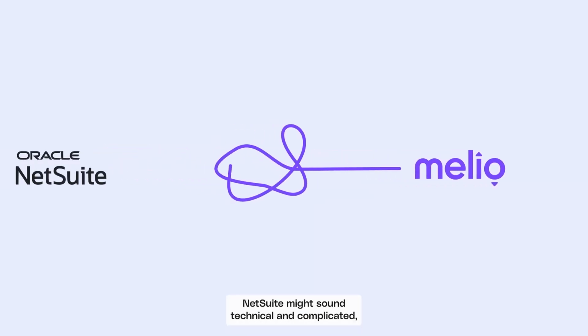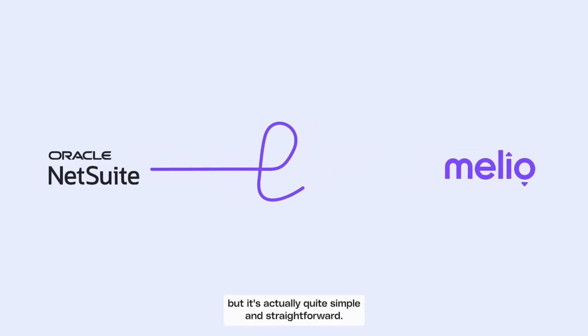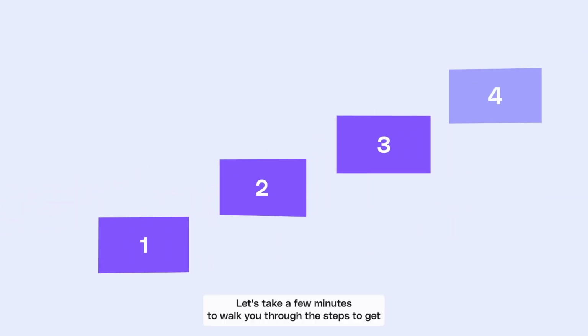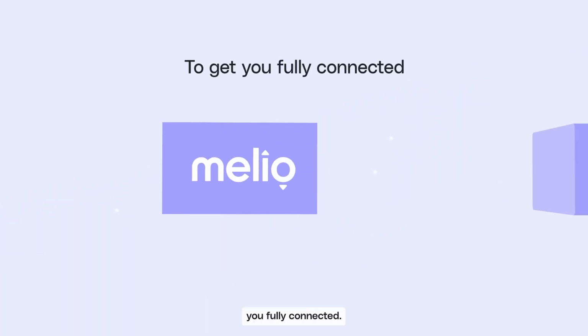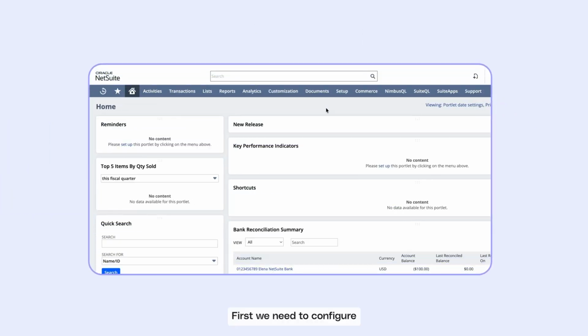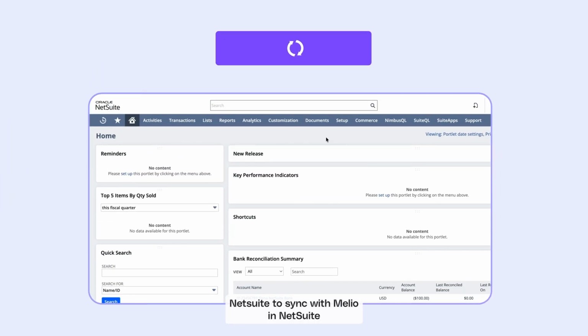Connecting Melio to NetSuite might sound technical and complicated, but it's actually quite simple and straightforward. Let's take a few minutes to walk you through the steps to get you fully connected. Just follow along. First, we need to configure NetSuite to sync with Melio.